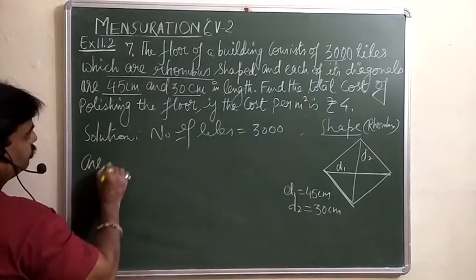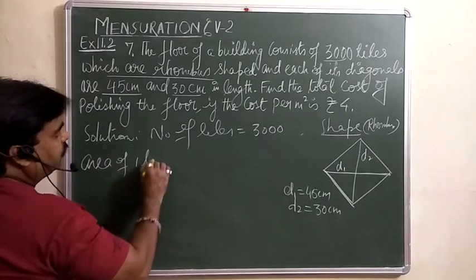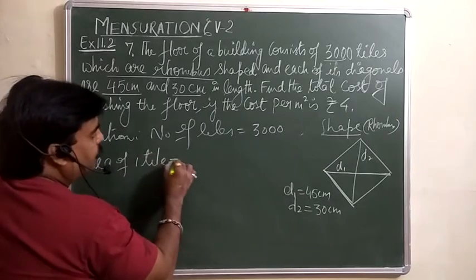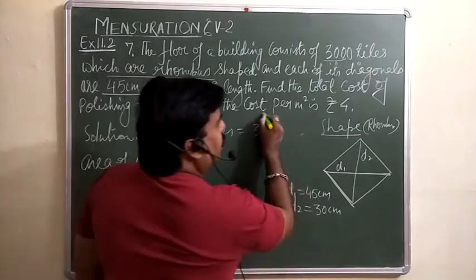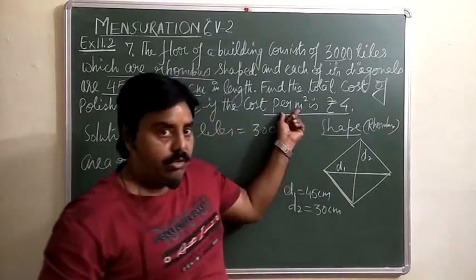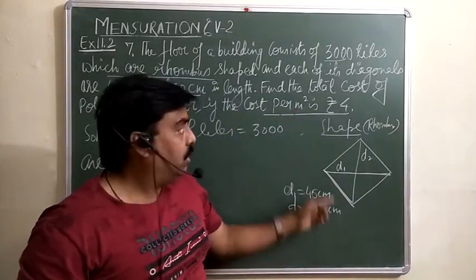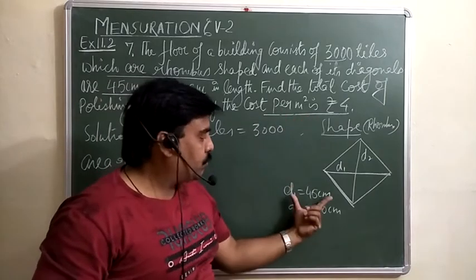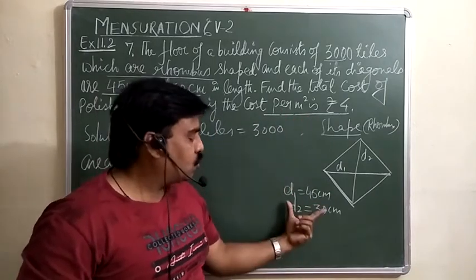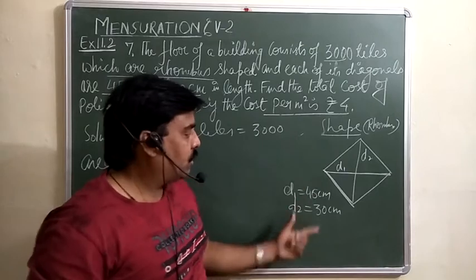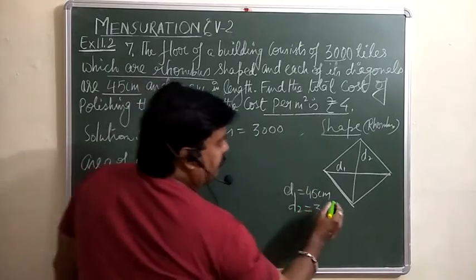Area of one tile. But the important point is here: the rate that is given is in per meter square. So you are supposed to change the centimeter into the meter. According to the rate, you are supposed to change this here. Means your area should be in the meter square only. So this is your 45 centimeter.